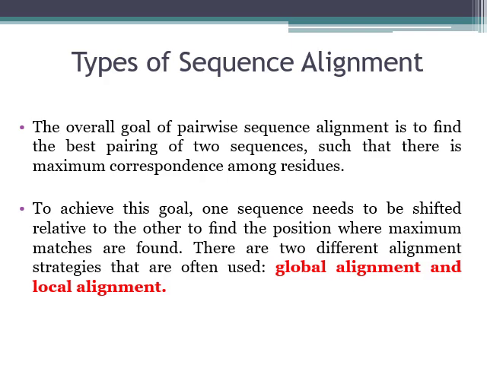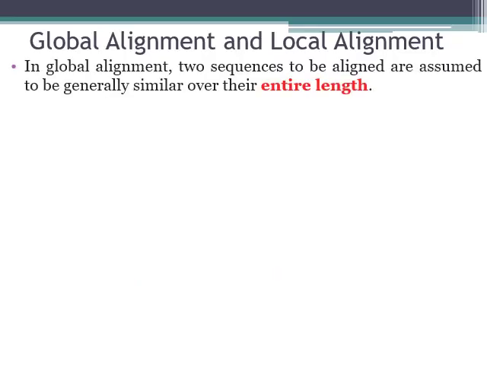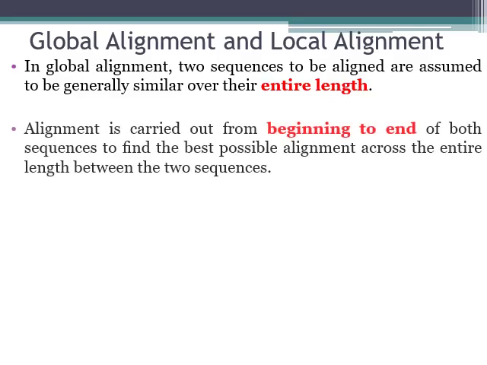So there are two different alignment strategies for two sequences. One is global alignment and local alignment. In global alignment, the two sequences to be aligned are assumed to be generally similar over their entire length. Now, this can only happen when two sequences are evolutionarily closely related, meaning they share an immediate common ancestor. Then and only then may those two sequences be similar over their entire length. And alignment is carried out from the beginning to the end of both sequences to find the best possible alignment across the entire length between the two sequences.